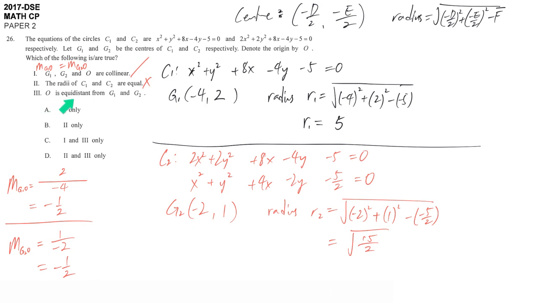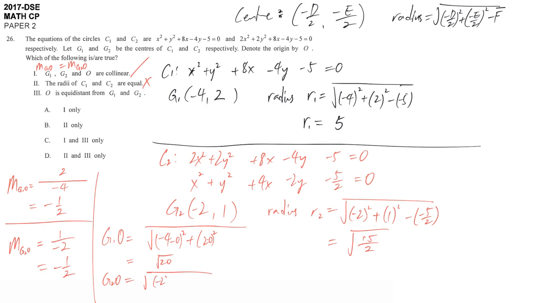Finally, is O equal distance from G1 and G2. So we calculate the distances there. G1O is equal to square root of (negative 4 minus 0) squared plus (2 minus 0) squared. We get square root 20. G2O is equal to similar calculation, (negative 2 minus 0) squared plus (1 minus 0) squared. We get square root 5. So that's why it's not the same. The answer is 1 only.